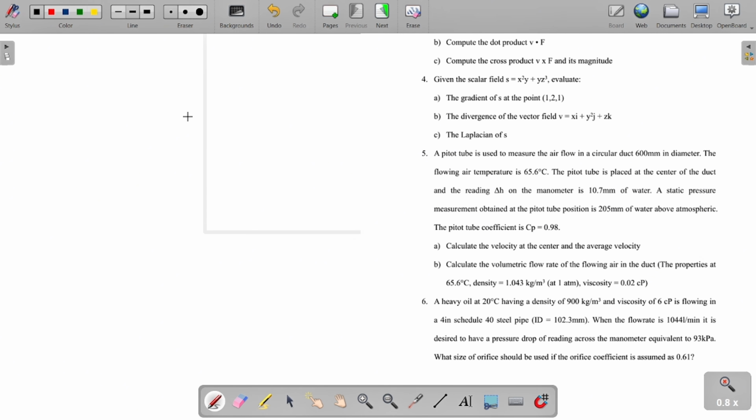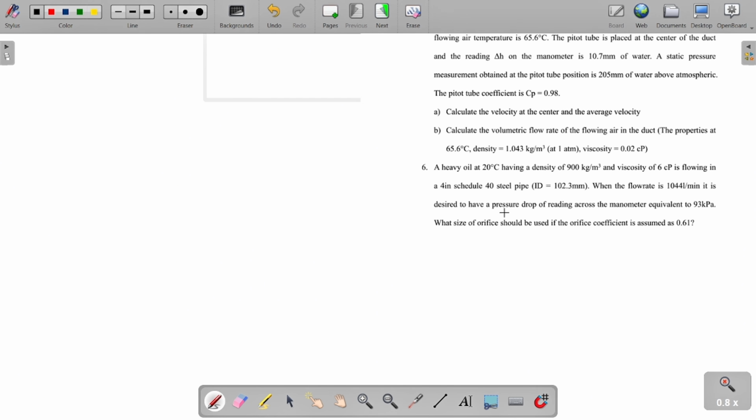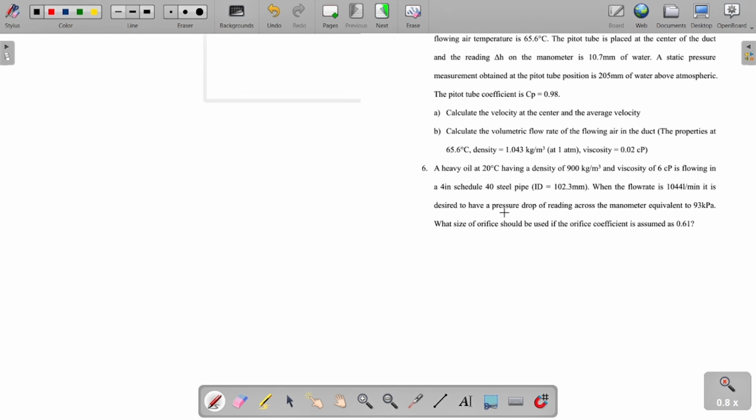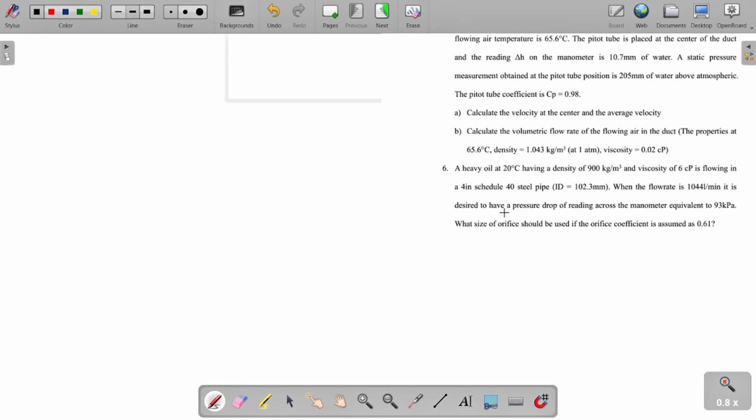Question 6. So in question number 6, we can see that we have a heavy fluid, a heavy oil at 20 degrees Celsius having a density. The density is 900 kilogram per meter cube, and they give us a viscosity of 6 centipoise, which is 6 times 10 to the power minus 3 Pascal second, right? So the viscosity always needs to be in Pascal seconds.